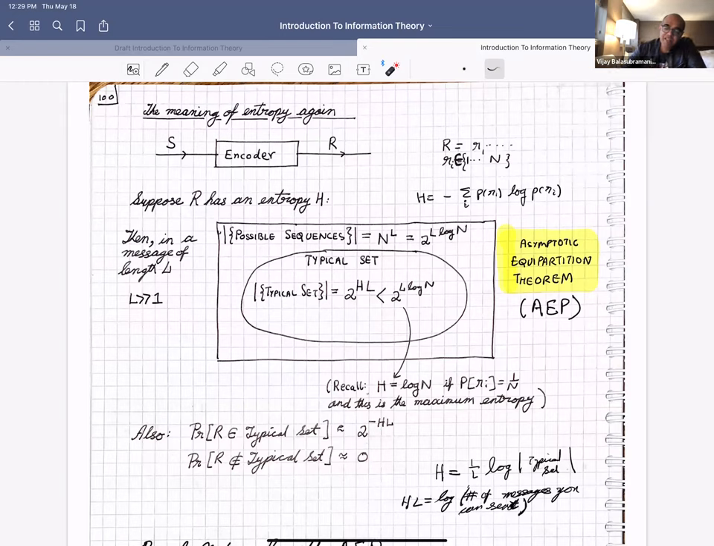Okay, let's see. So we're going to talk about the meaning of entropy again. I hope. I'm writing on my screen. It's not showing up. I have no idea what to do about this.